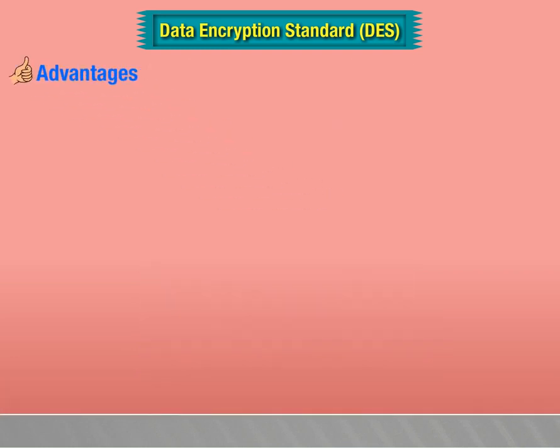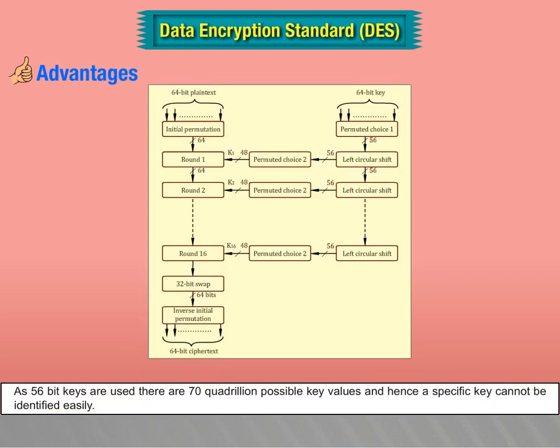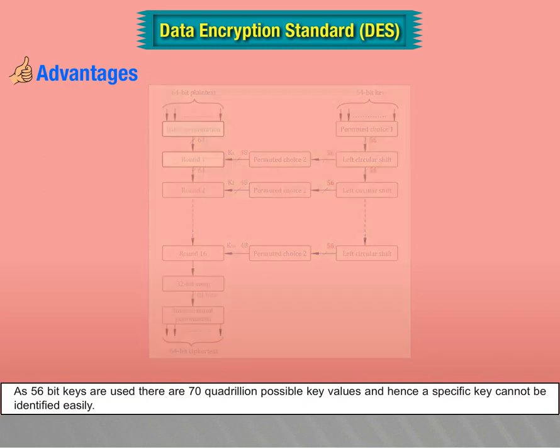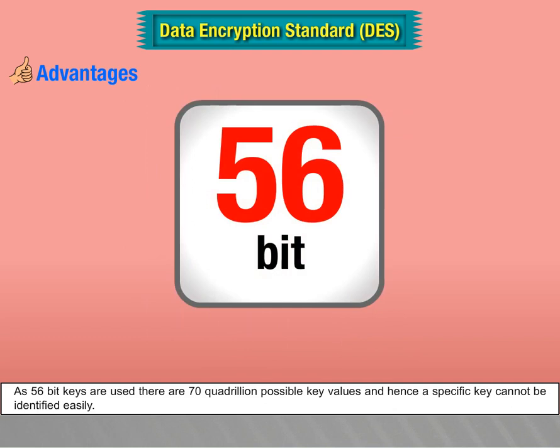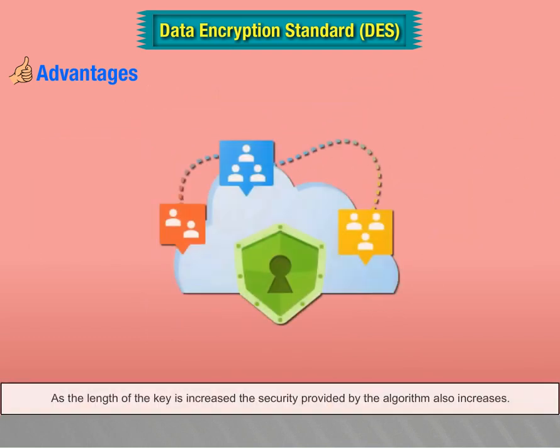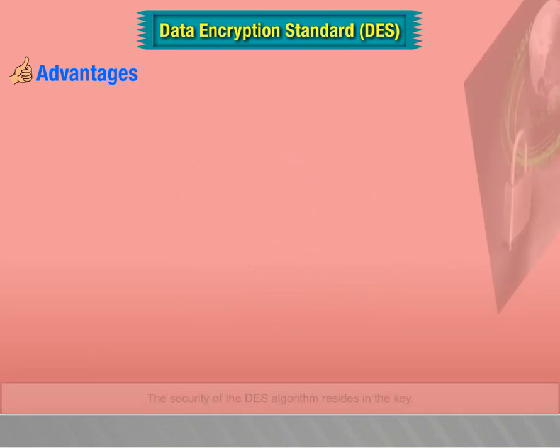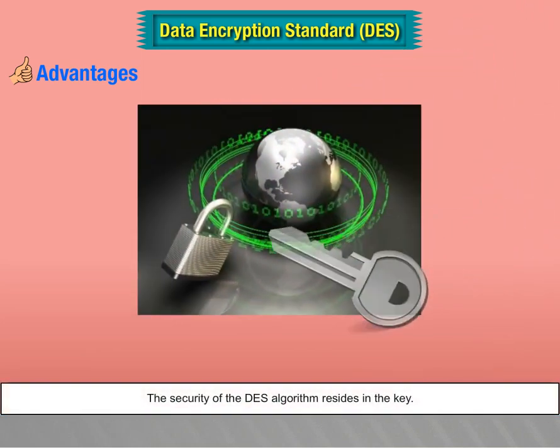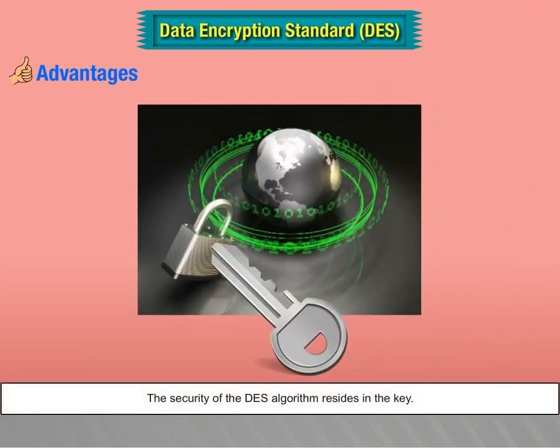Advantages: As 56-bit keys are used, there are 70 quadrillion possible key values, and hence a specific key cannot be identified easily. As the length of the key is increased, the security provided by the algorithm also increases. The security of the DES algorithm resides in the key.